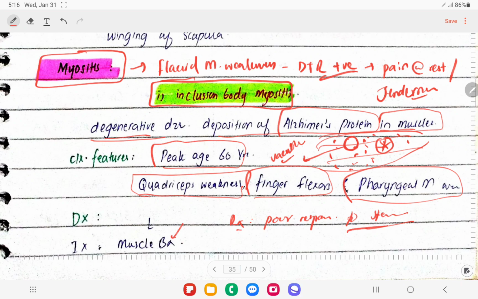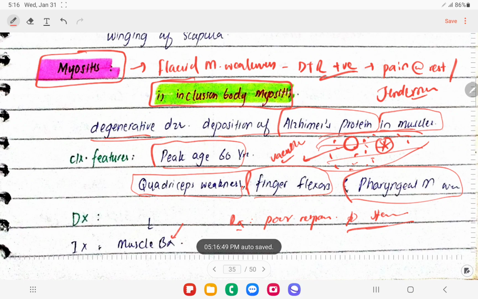So if the patient comes with distal muscular weakness, especially lower limb involvement, right? The patient has difficulty standing up from a sitting position. We're going to think that the patient has pain at rest and flaccid muscular weakness. So we're going to think that the patient has inclusion body myositis. We can diagnose this after muscle biopsy, right? But there is no specific treatment for this disease, right?